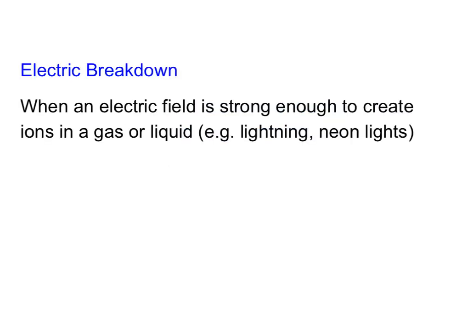Okay, so next we have electric breakdown. So when an electric field is strong enough to create ions in a gas or liquid, we call that process electric breakdown. So what's happening is instead of just the electric field existing, what it's doing is it is in fact ionizing atoms, and usually will create some sort of really cool light show. So lightning is one good example of electric breakdown, as are neon lights.